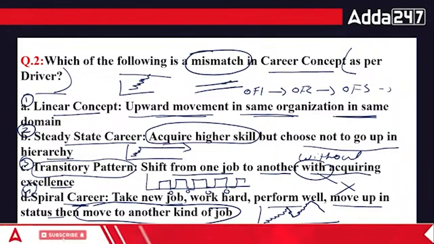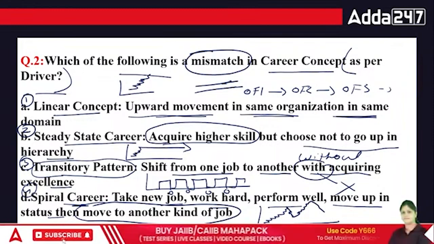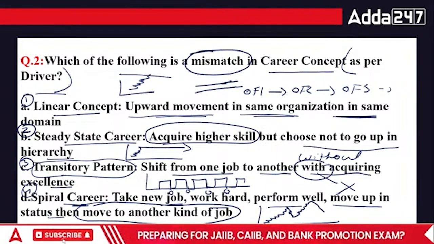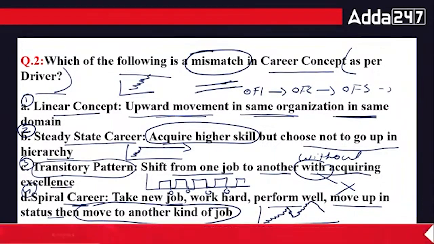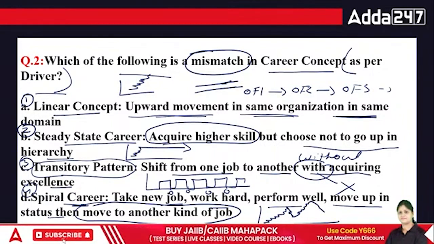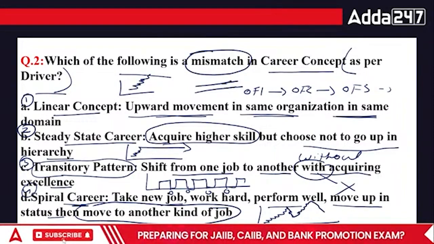Then you have to move to a different job, maybe teaching. So that is a spiral career. You have chosen banking as your career, and you have worked there for around 4 to 7 years. Then maybe because of a family reason, even though you got promoted there, you have to quit that job. So that is what we call a spiral career.